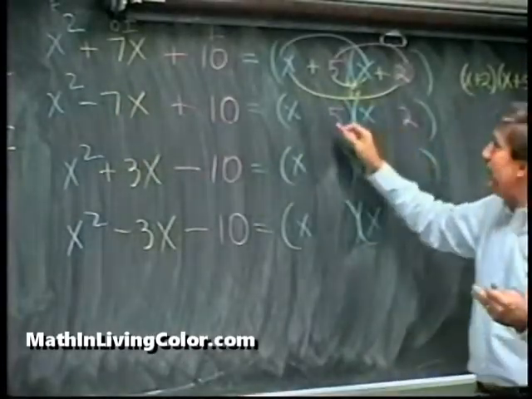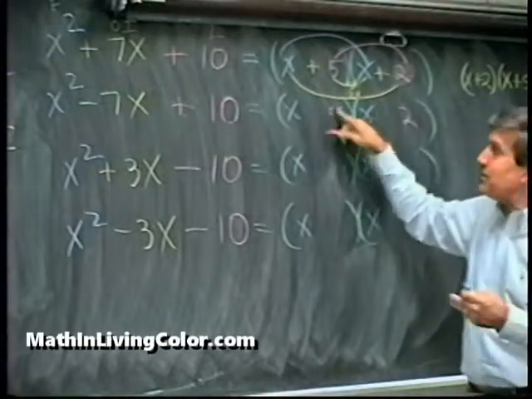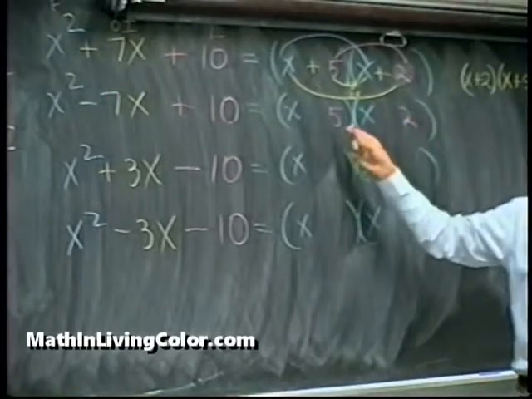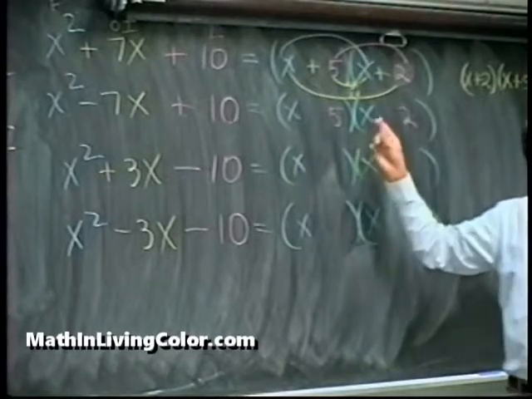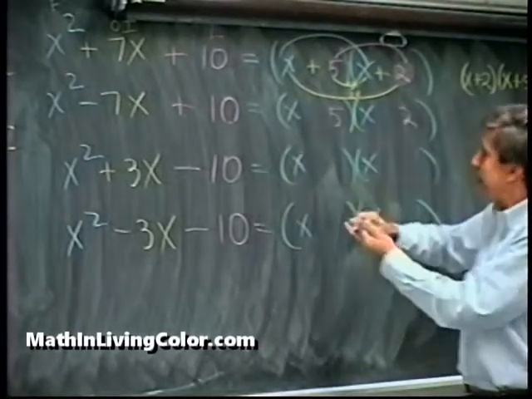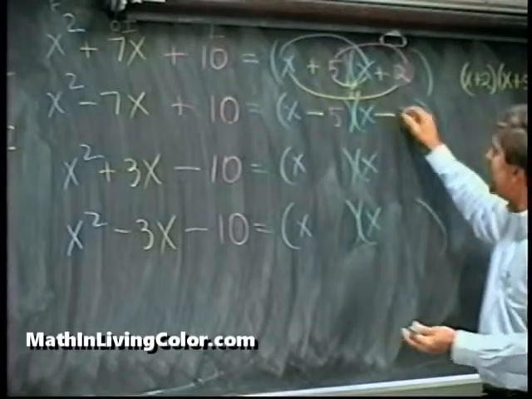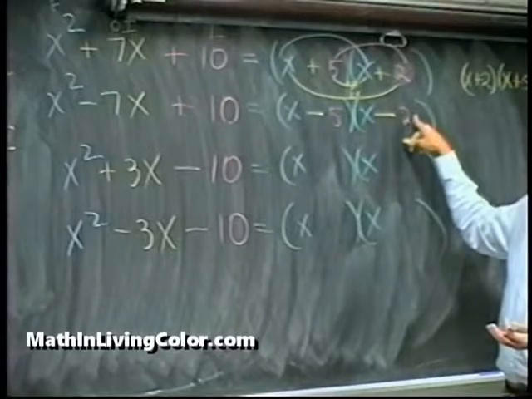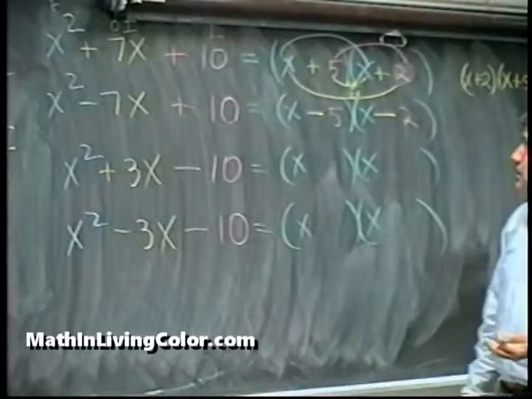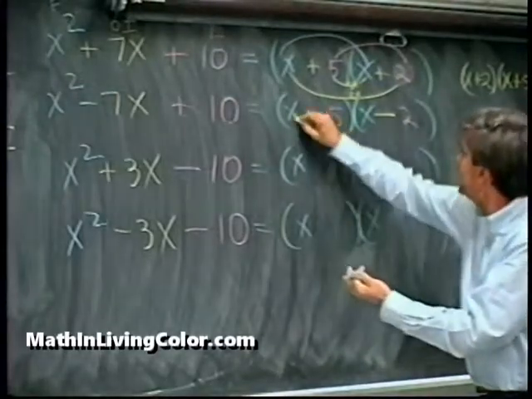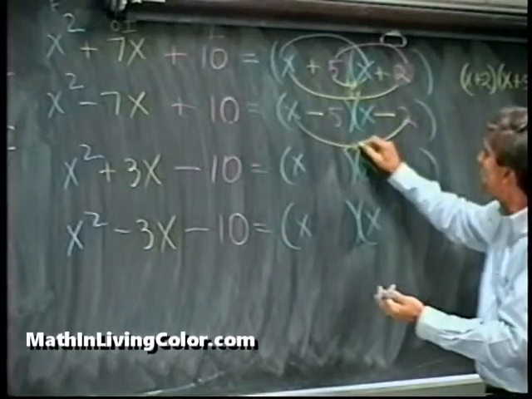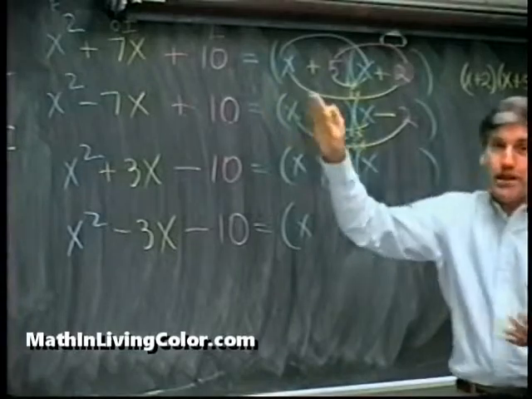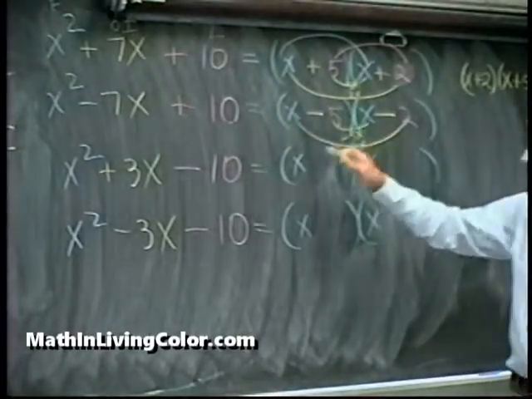And the way we do that is by making it, to get a positive 10, it could be a positive times positive, or what else could it be? A negative times a negative would give you a positive. So let's make that a negative times a negative, which would still give you positive 10. And both of them be negative. And that would check because the outer times outer is -2x, and the inner times inner is -5x for a total of -7x, right?